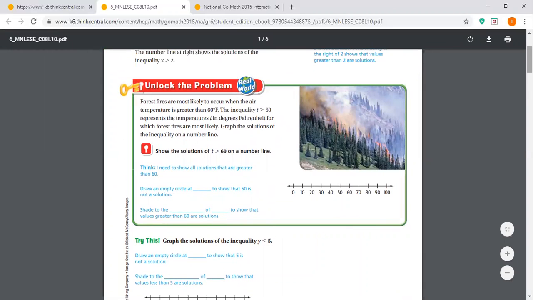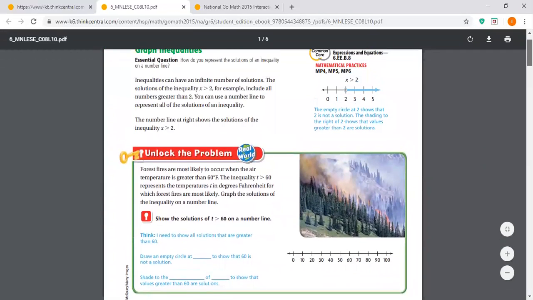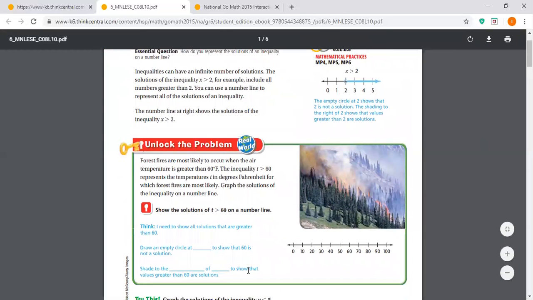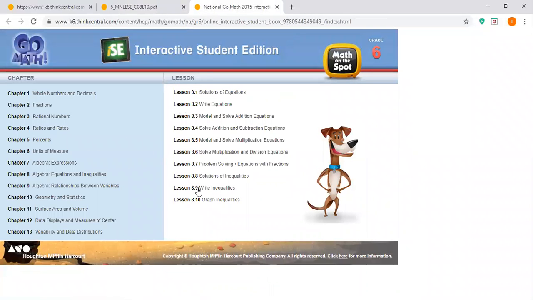There is a new guest coming for you. You must have seen those, there's a dog in your book. Most of the time the dog comes for any problem. If you flip the pages, you will find there's a dog. So he will explain this problem to you. Let's see how you can understand this problem through the dog. Okay, so just a minute, let me play it. This is going to be a lesson where the question will be explained for you. How do you represent the solutions of an inequality on a number line?